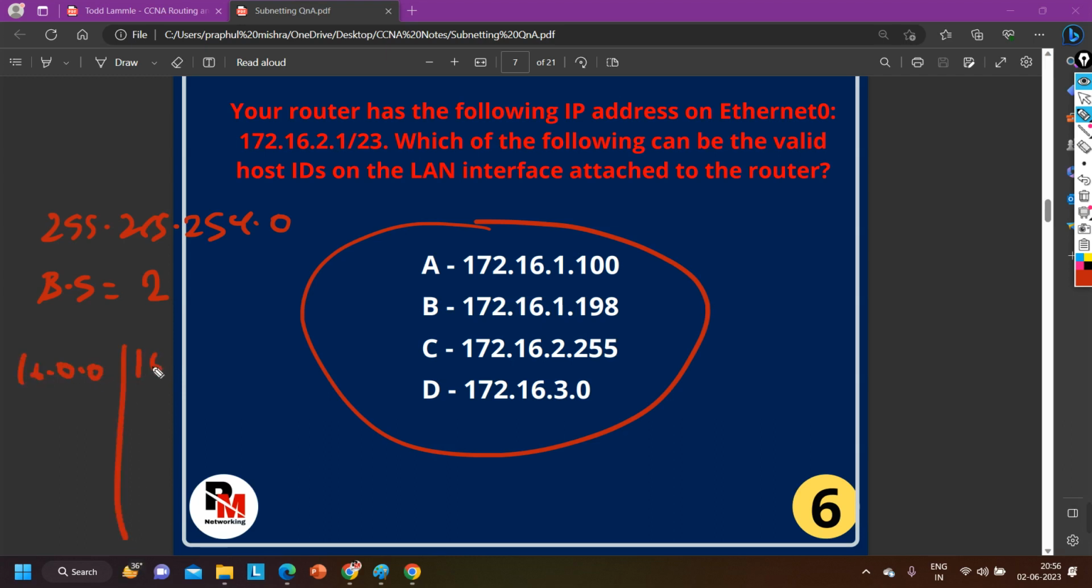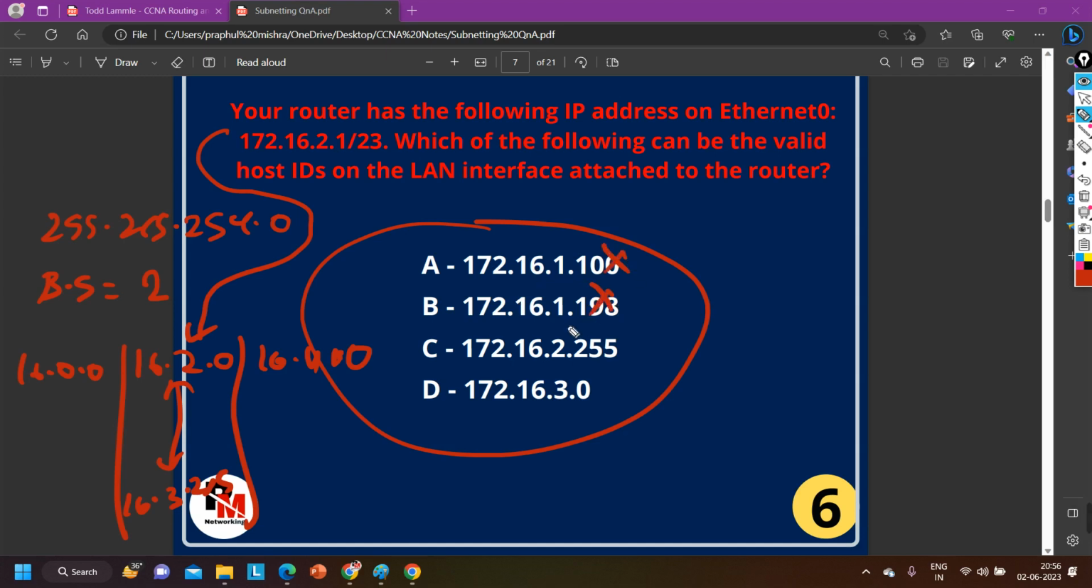16.0.0. Next network will be 16.2.0, then 16.4.0. So this IP address belongs to this network. This network ends on 16.3.255. So find which IP address belongs to this range.